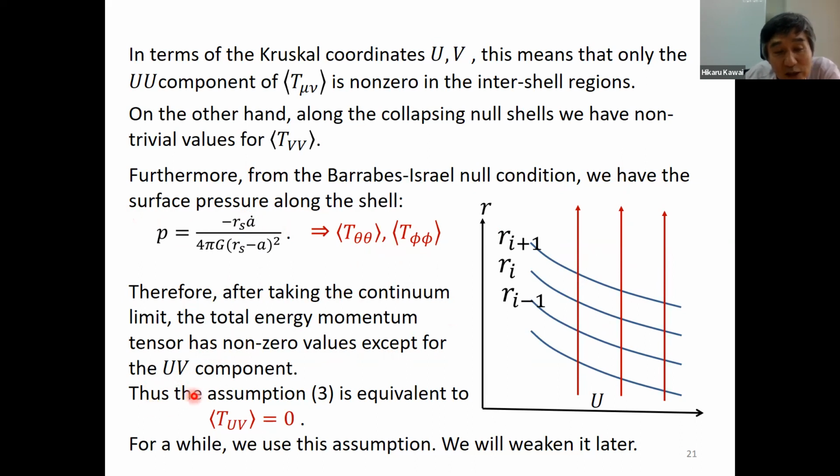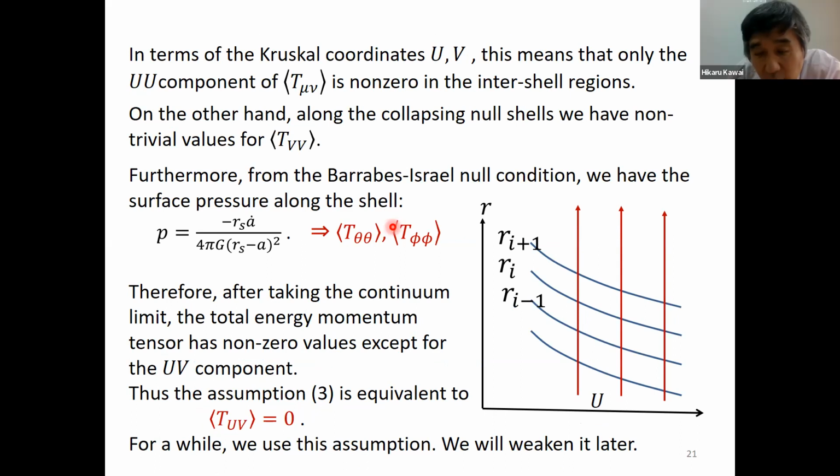In this way, assumption 3 is equivalent to TUV itself. So for a while, we use this assumption, and we'll weaken it later. So in this sense, no matter what kind of equations you start with, you assume that near the horizon, everything becomes just some kind of photon-like matter, right?